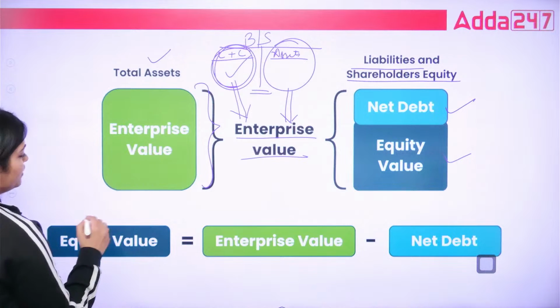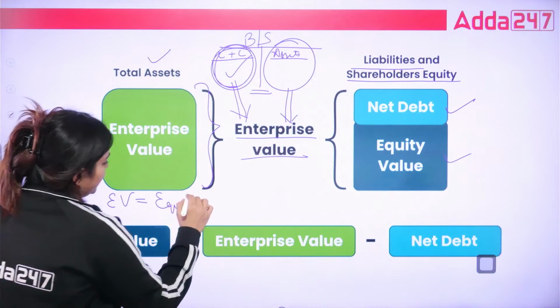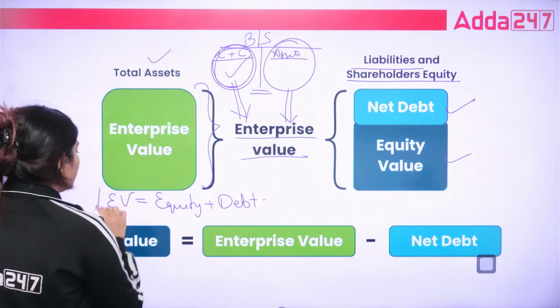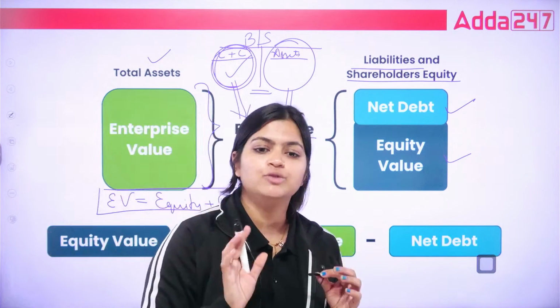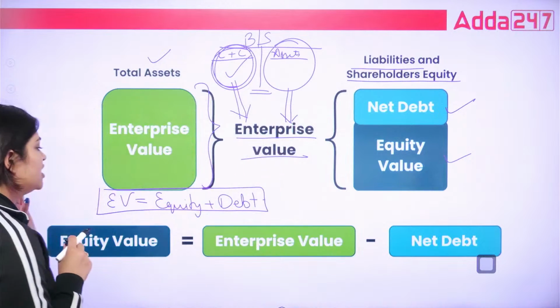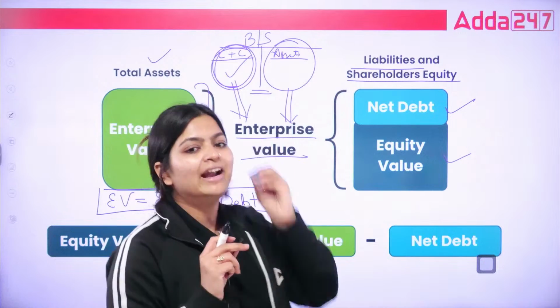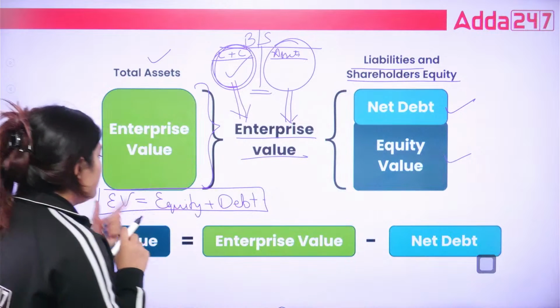So what formula can you make here? Enterprise value equals equity plus debt. Again, I am saying this is not the complete formula. I will tell you what the complete formula is, but for now just remember one thing: enterprise value is nothing but the addition of equity plus debt. Not a complete formula, but remember this.